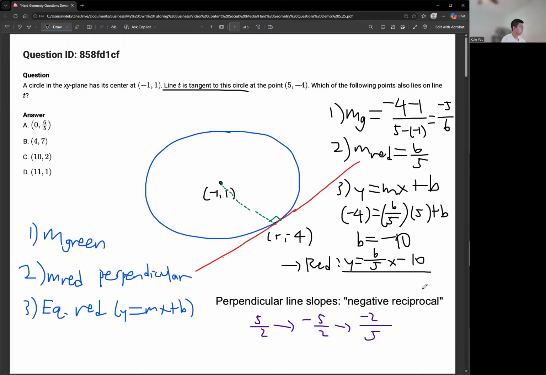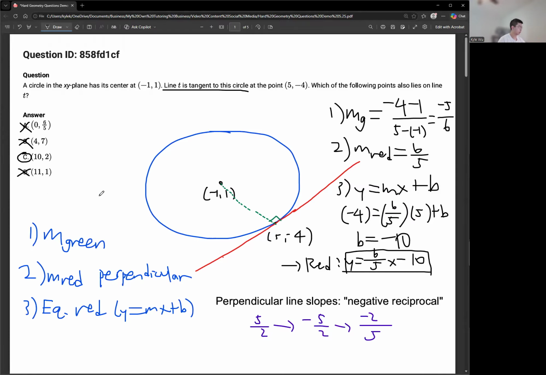Option A is 0, negative 6 over 5. If I plug it into our line equation, I see that that's not true, so it can't be option A. Next, 4, 7. Plug in x equals 4, y equals 7. Again, not going to be true. 10, 2: this actually does work. I plug in 10 for x, and I do get 2 for y, which is what we want. And just for completeness, let's check that last one, 11 and 1. That won't get us what we want either. So we know indeed that the answer has to be C.